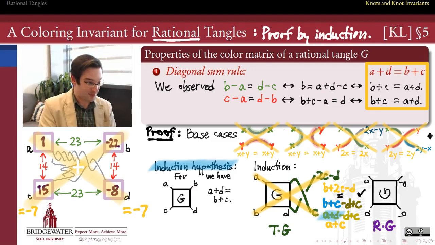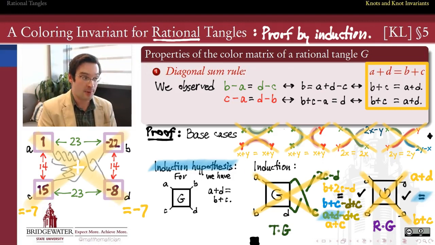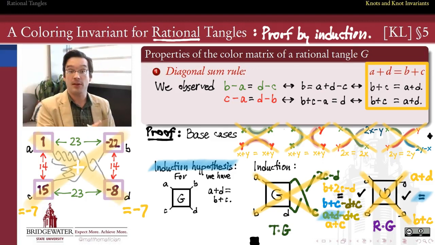This one's much faster. After I've rotated my tangle, my new diagonal sums are C plus B and D plus A. But those are already the same things as A plus D and B plus C, which according to the induction hypothesis were already equal to begin with. So that proves that every rational tangle will satisfy this diagonal sum rule, according to this induction proof.